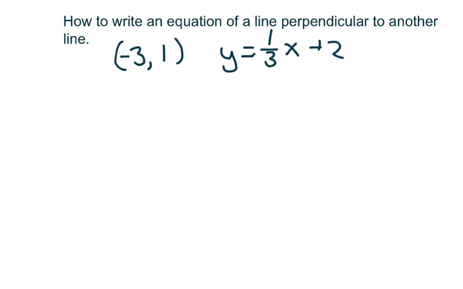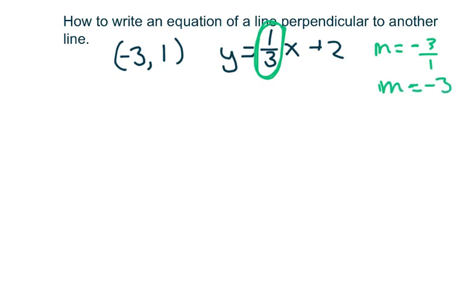Hi everyone, we're going to learn how to write an equation of a line perpendicular to another line. It's similar to what we did in the previous video, writing an equation of a line parallel to another line. The only thing is we're going to have to find the slope of this line, and we have to use the slope as the negative reciprocal. So the negative reciprocal is going to be negative, and you flip the fraction here, 3/1. So that's all you have to do, and then this actually is -3.